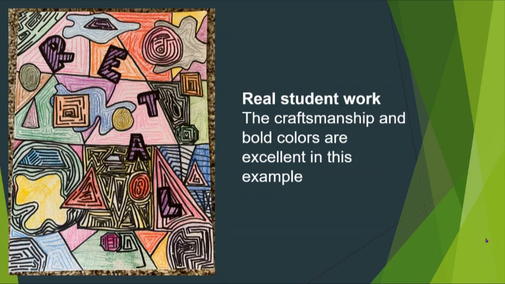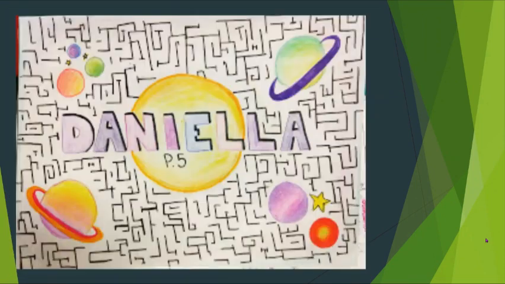It does. What I like about this example is that the craftsmanship and bold colors are excellent. The name, RETAL, is sort of hidden in there, but they have bolded around it. They've used a nice mix of colors, of black marker, of colored pencil, and even some of the spaces that look like they don't have a maze on them. In fact, if you look closer, the maze path is just a darker colored pencil color that's very similar to the background color. So they have no white space, and I love that.